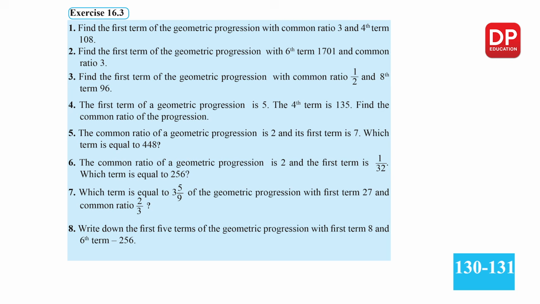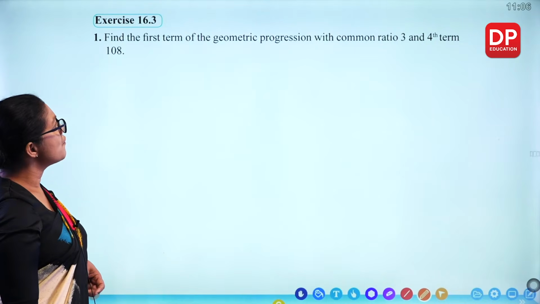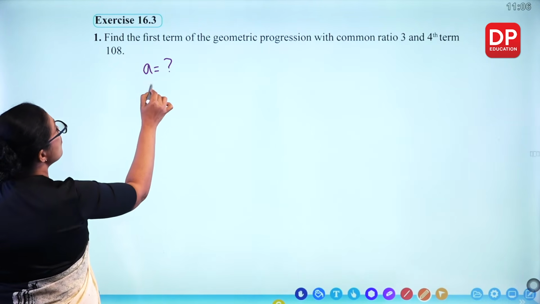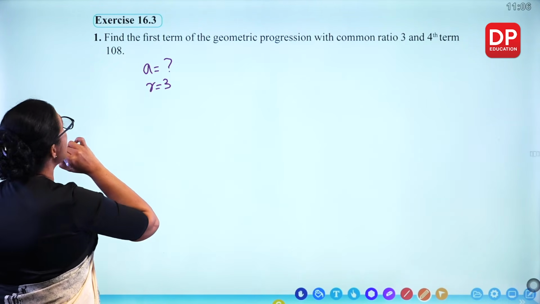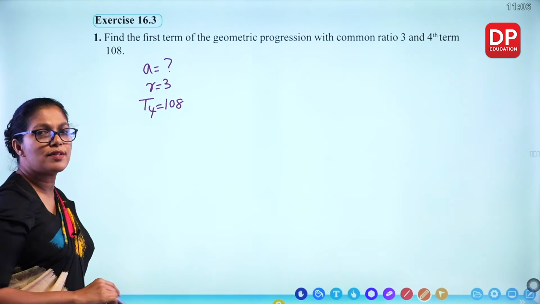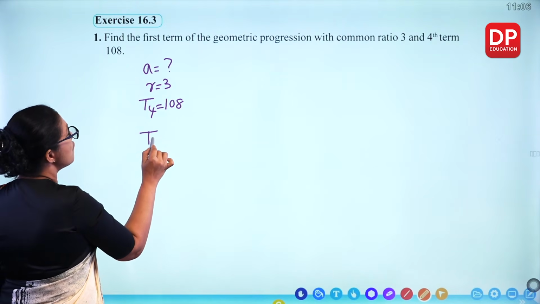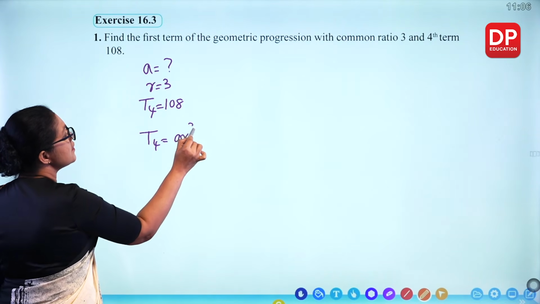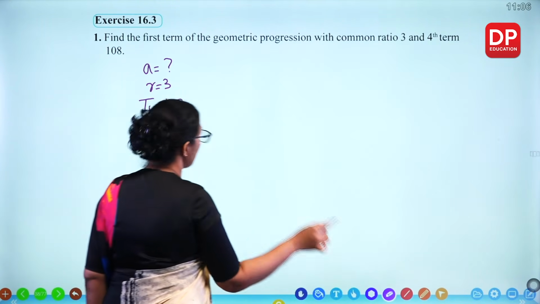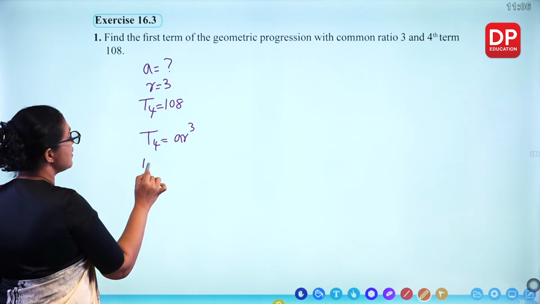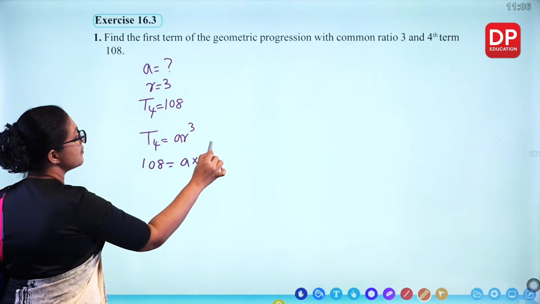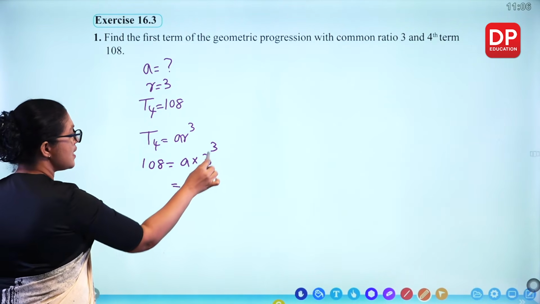Exercise 16.3 in your textbook. Find the first term of the geometric progression with common ratio r is 3 and the fourth term is given 108. Now use the formula, nth term formula. T4 is ar to the power 3. That's given 108. A we don't know, r is 3. 3 to the power 3 is 27.